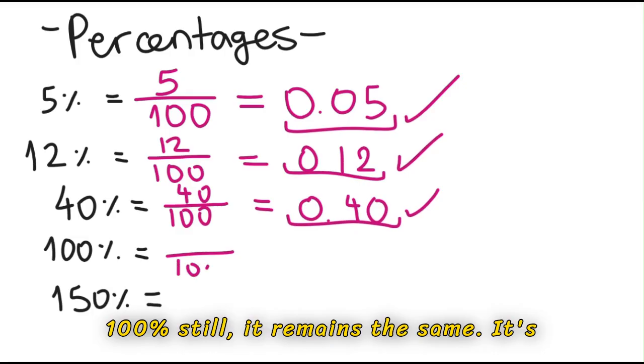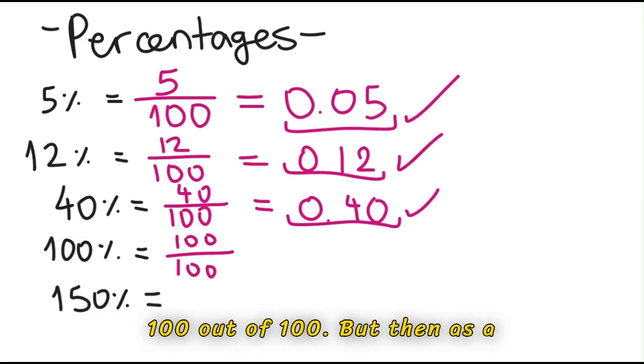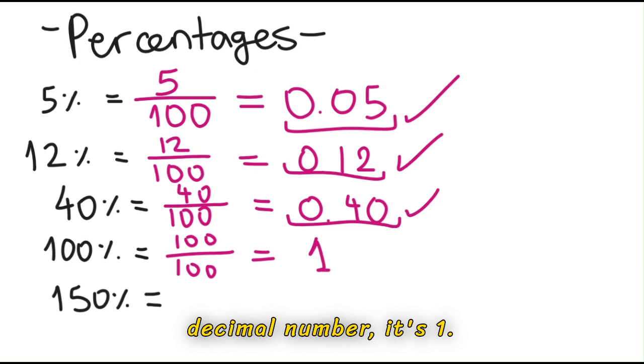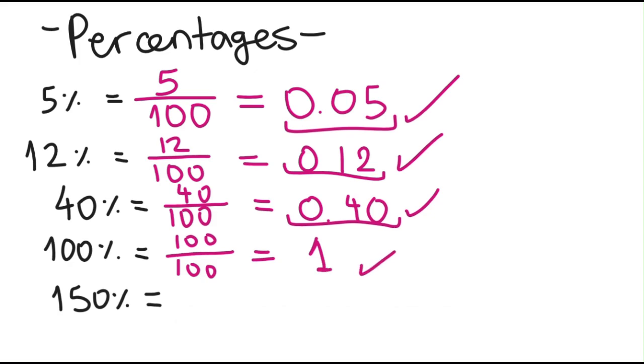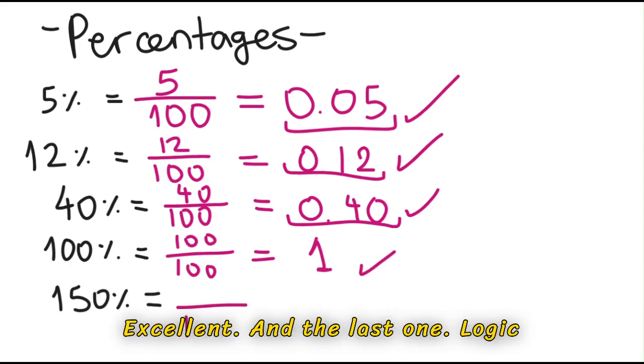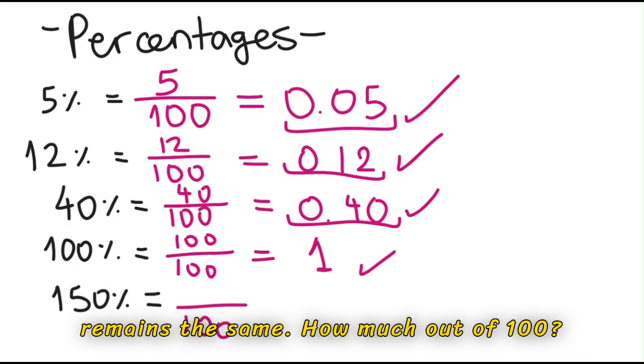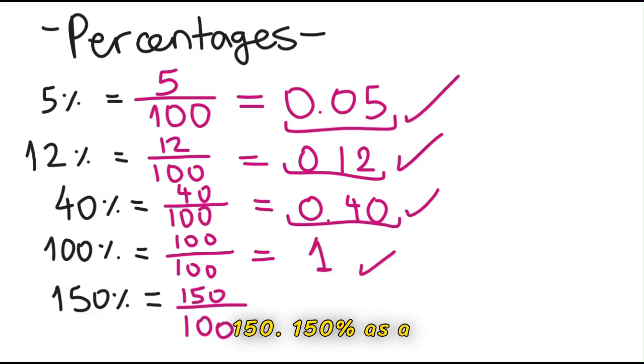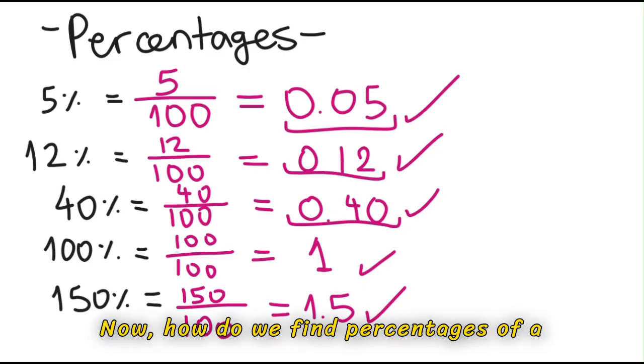100%, still, it remains the same. It's 100 out of 100. But then as a decimal number, it's 1. Excellent. And the last one, logic remains the same. How much out of 100? 150. 150% as a decimal will be 1.5. That's great.